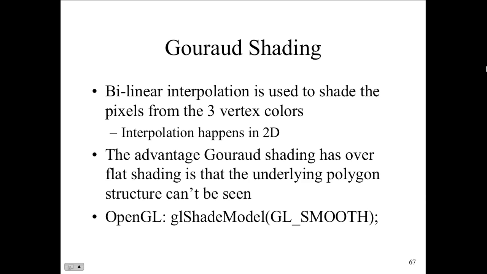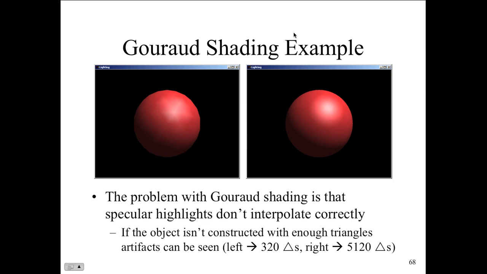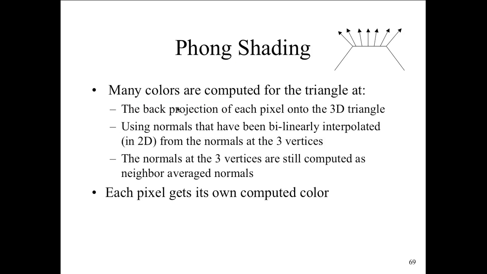The advantage Gouraud shading has over flat shading is that the underlying polygon structure can't be seen. The problem with the Gouraud shading on the left is that the specular highlights don't interpolate correctly. You can't see it, but some interesting effects occur with the interpolation, depending on how you pick your neighbors. You might be able to see some of the interpolygon connections and not others. You'd actually have to put this on a computer screen to see it. I don't think you're going to see it correctly on that projector.